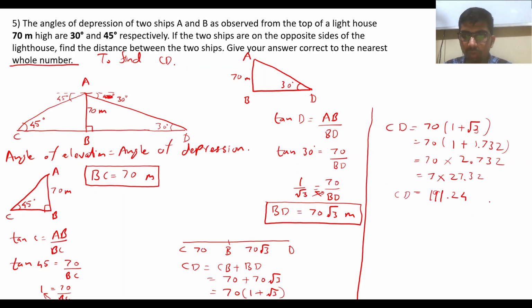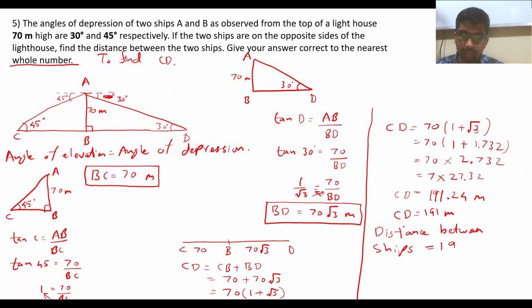CD is how much? 191.24 meters, but I have been told to give the nearest whole number. What is the number after the decimal? It is 2. So the number is less than 5, so we can round down. So take CD as 191 meters. So the distance between the ships is 191 meters. That is how far the ships are.